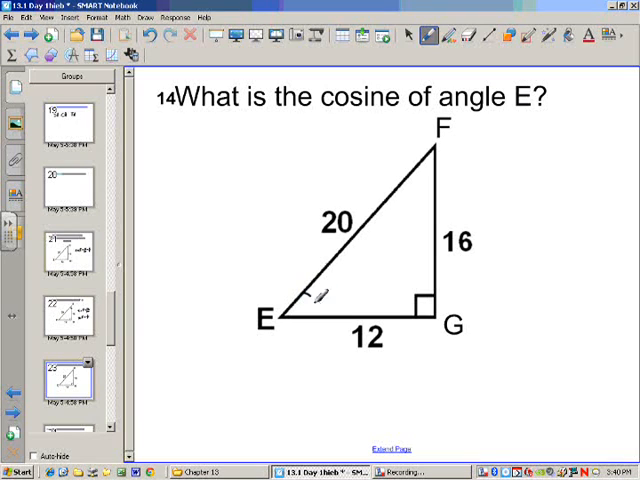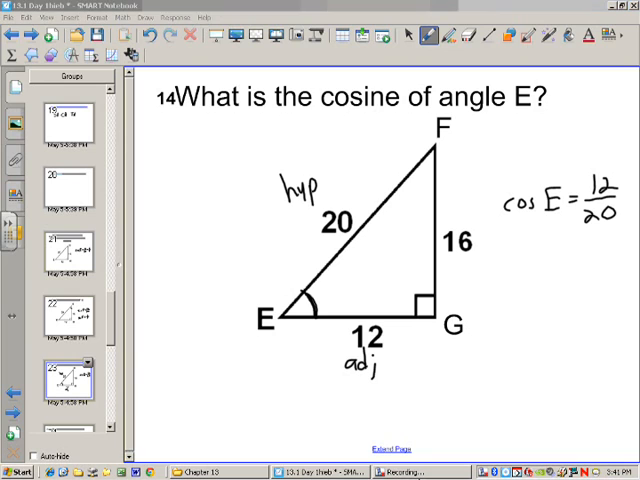Now what's the cosine of angle E? If this is angle E, we're looking for adjacent over hypotenuse. So the cosine of angle E will equal 12 over 20.